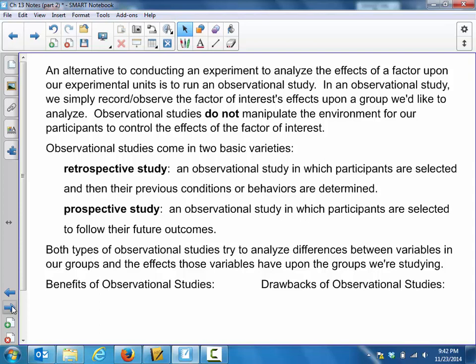Okay, a little bit on studies here real quick. An alternative to conducting an experiment, which we've talked about these, is to analyze the effects of a factor upon our experimental units, is to run an observational study. In an observational study, we simply record or observe the factor of interest effects upon a group we'd like to analyze.